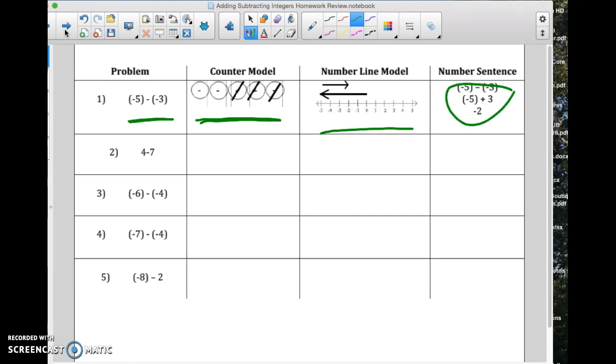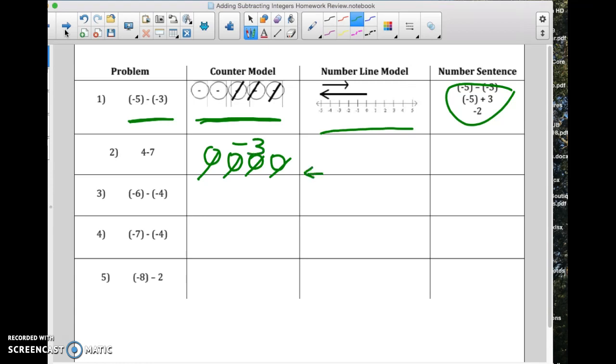So number 2 is 4 minus 7. So if I have 4 and I'm subtracting 7, I do not have 7 there. That's 1, 2, 3, 4, but I'm missing 3. That will leave me with a negative 3 left over.